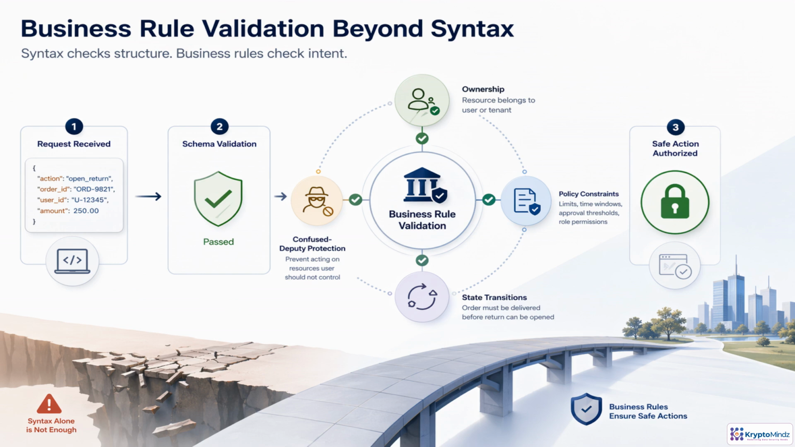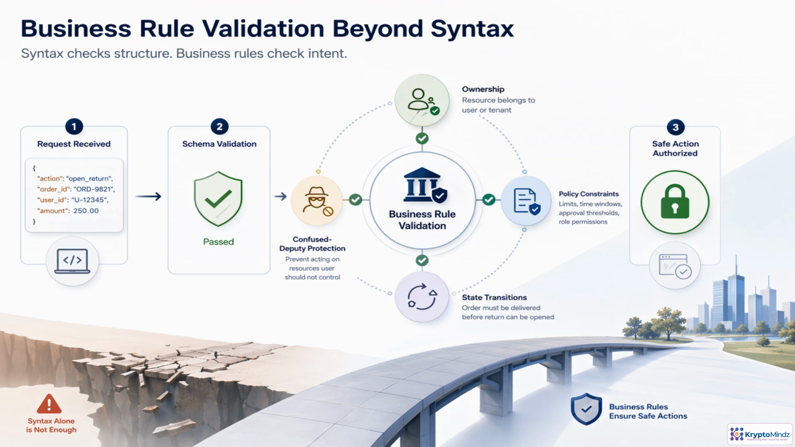A request can be perfectly shaped and still be dangerous. Imagine a return or refund tool receives a valid order ID, user ID, and amount. Schema validation only says the fields look right. Business rule validation asks the harder questions.